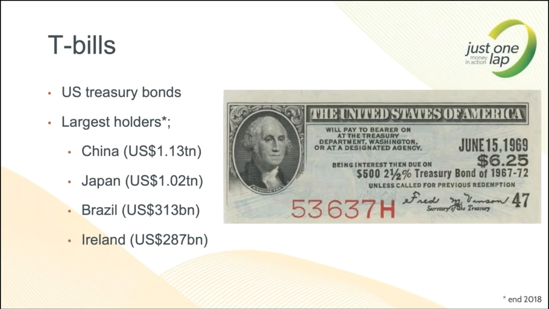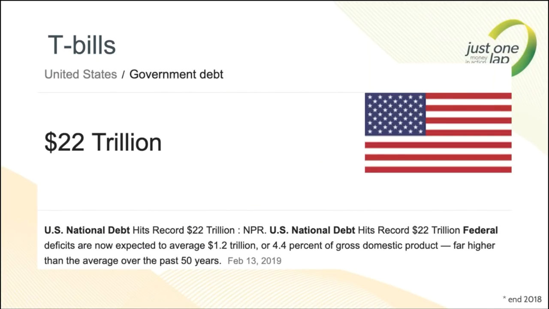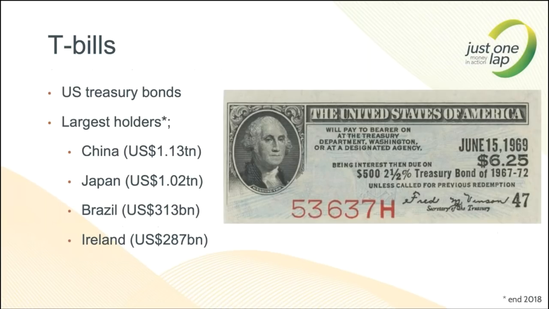They hold a lot of Treasury bonds. They could sell those. Total U.S. debt is $22 trillion. I can't even comprehend that number. And China's got about 1.13. It's actually the stats released on Thursday last week. It's dropped down to 1.11.